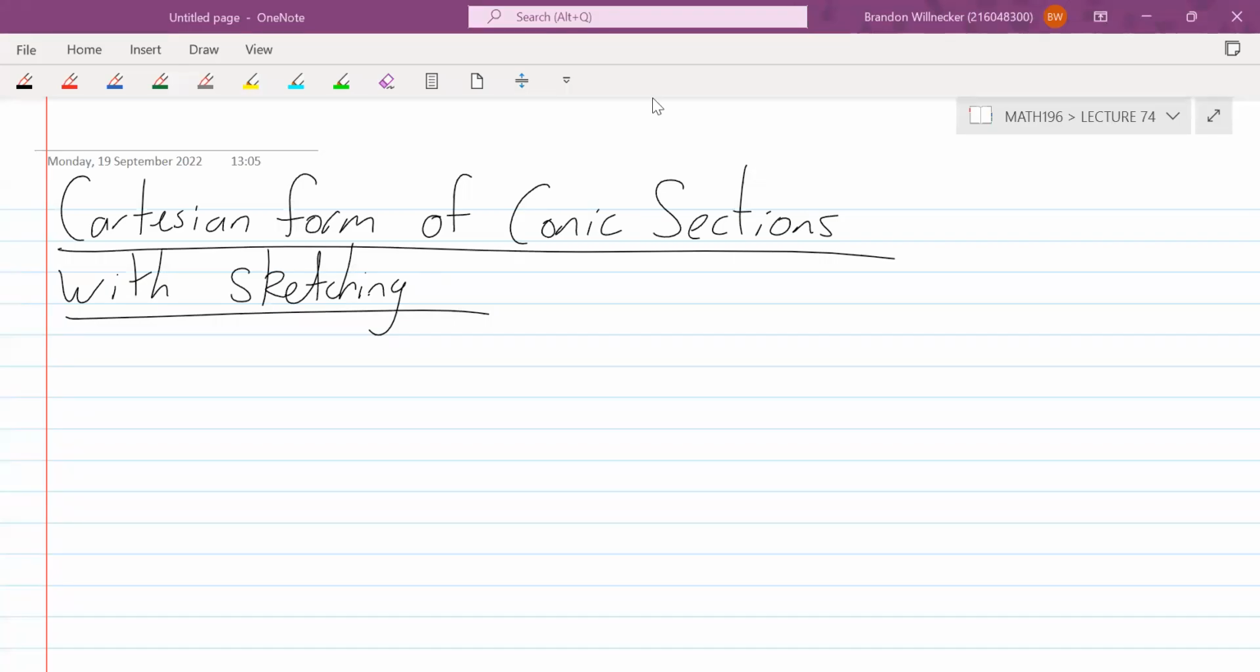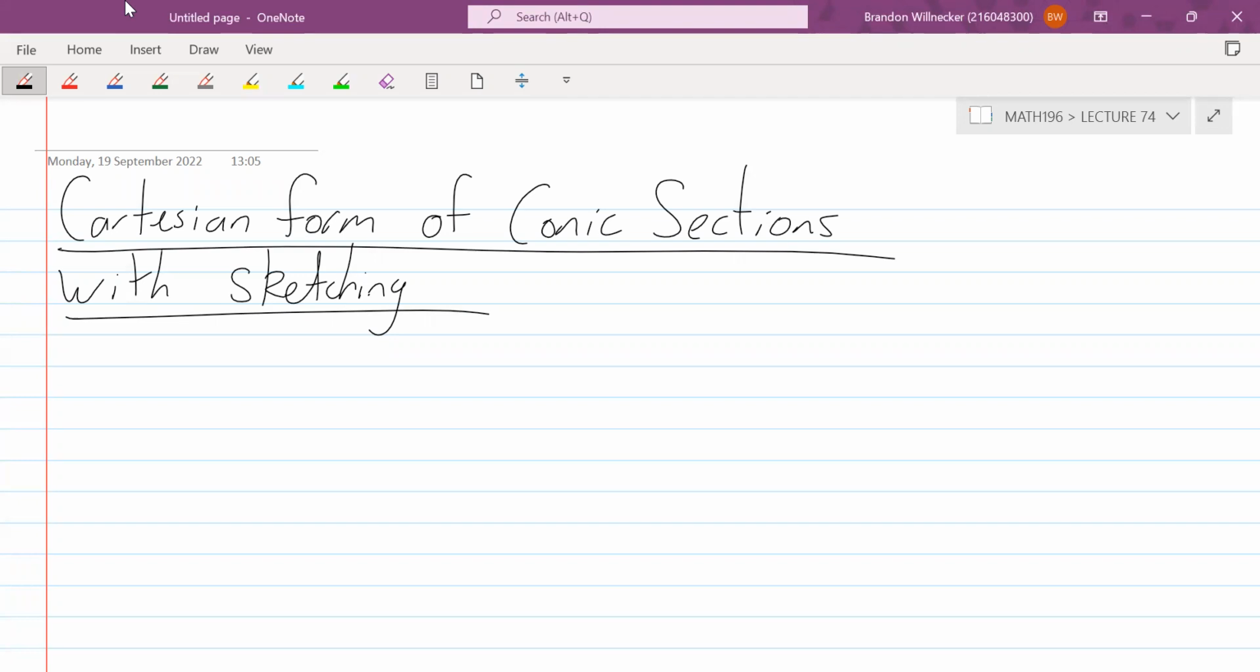Hi everyone. So today we're going to finish off our work on conic sections by looking at the Cartesian form of those equations. In the last lecture we went through the polar form of the three conic sections and we looked at how to sketch them given the polar form of the equation.